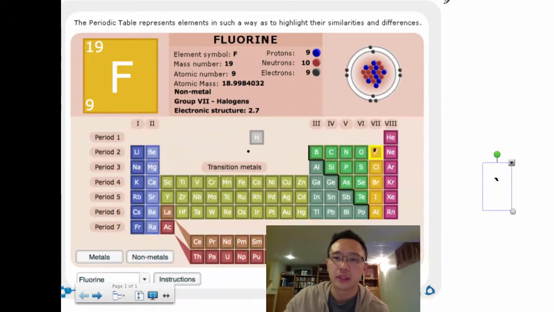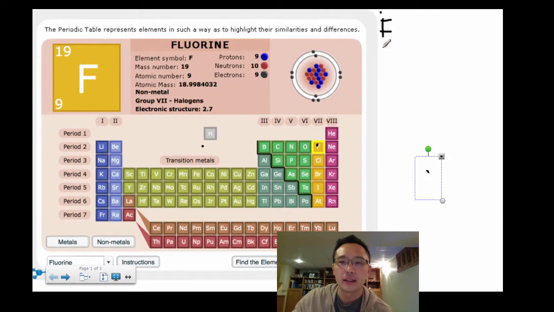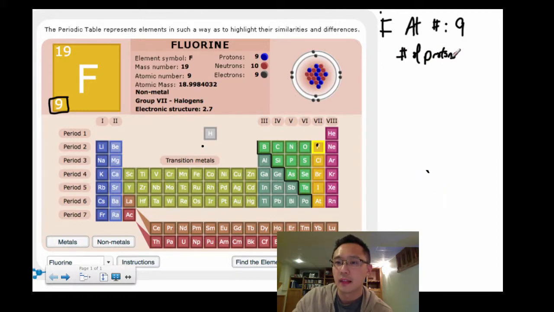Whenever you draw a Bohr model, you want to start off with your nucleus. To start off, we're going to use fluorine. Fluorine has an atomic number of 9, which is down here. This atomic number can tell you a couple of things. It can tell you the number of protons, which is exactly the same, and also the number of electrons, which is exactly the same.